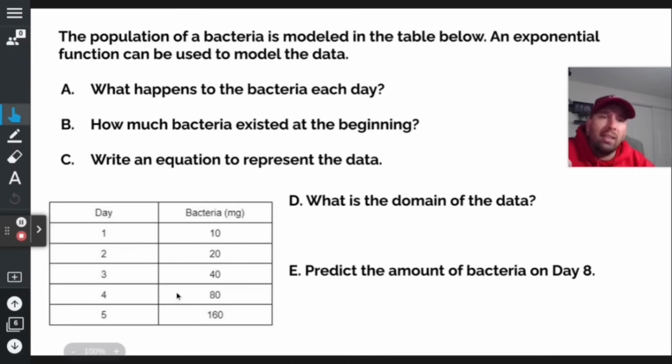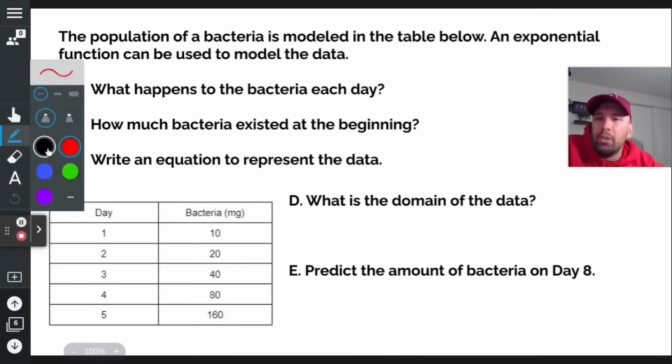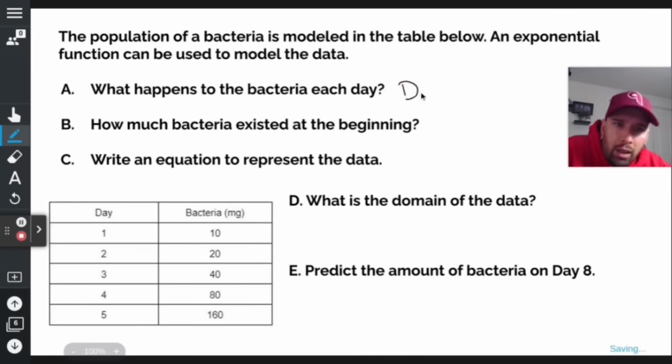Okay, so I can see the exponential part. Every single day, I'm doubling the amount of bacteria that I have. What happens to the bacteria each day? I'm doubling it. It's like I'm doubling, like we're a city in Ireland. Times 2 for all you laymen out there.